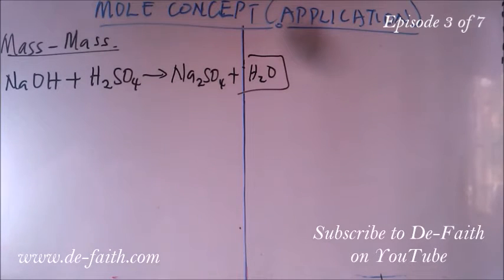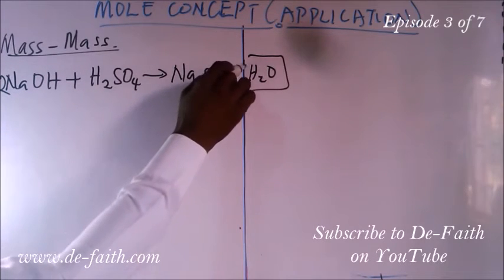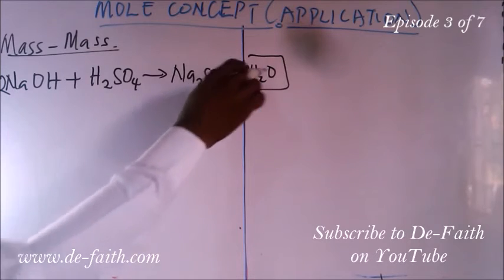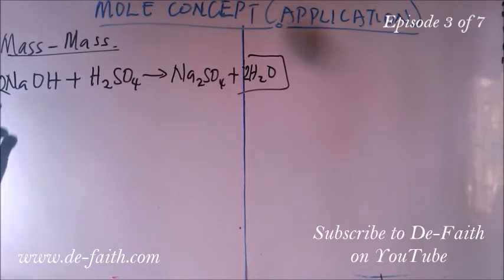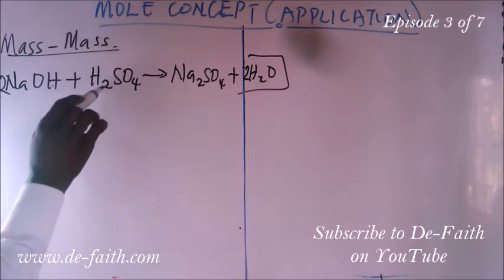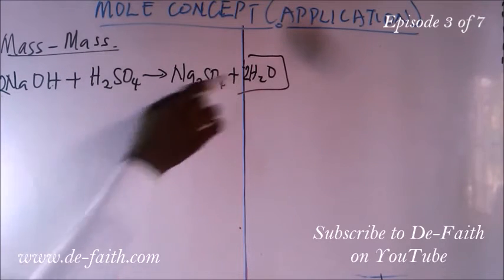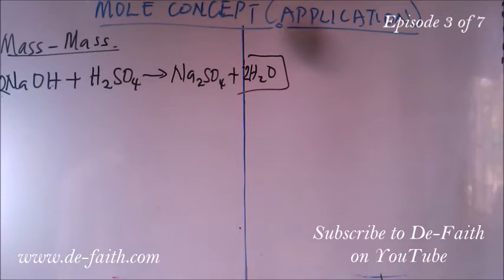Next is to check if it is balanced. Obviously it's not balanced because we have one atom of sodium here and we have two atoms of sodium here. And so if you have two placed before sodium, sodium is balanced. We have 2 of oxygen here, we have 4 here, we have 4 here, and we have 1 here. So if we have 2 over here, we have 2 of oxygen. Okay, that's 6, and then 6. Then hydrogen, we have 2 hydrogen, then we have 2 hydrogen, making 4. 2 times 2, we have 4. So the equation is balanced.